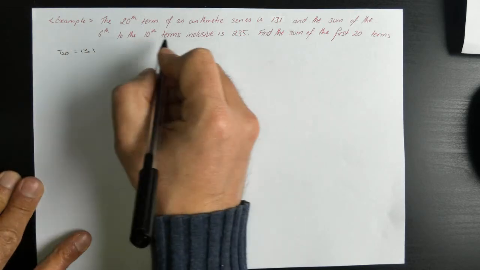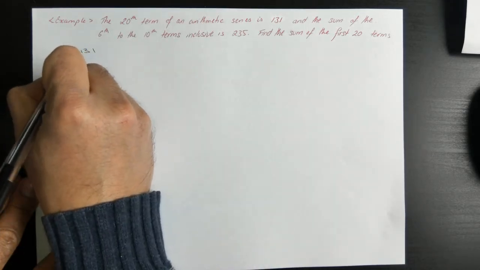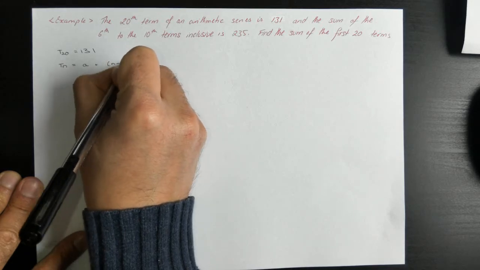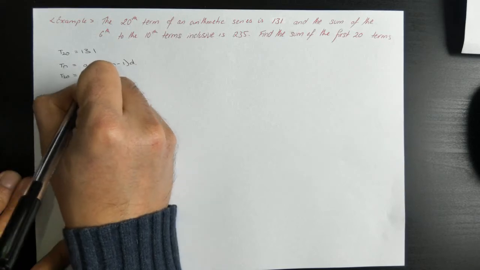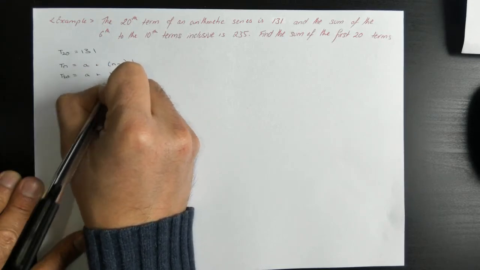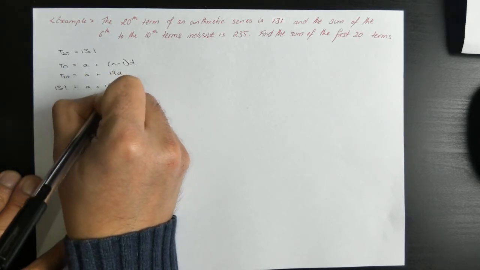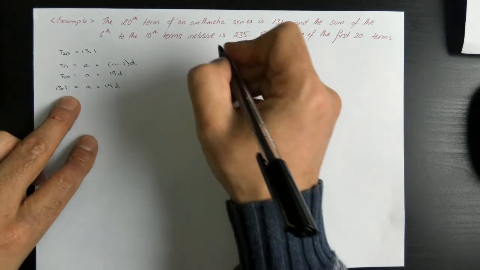Remember that Tn equals a plus (n minus 1)d. So T20: 131 equals a plus 19d. Okay, that's the first one I figured out.